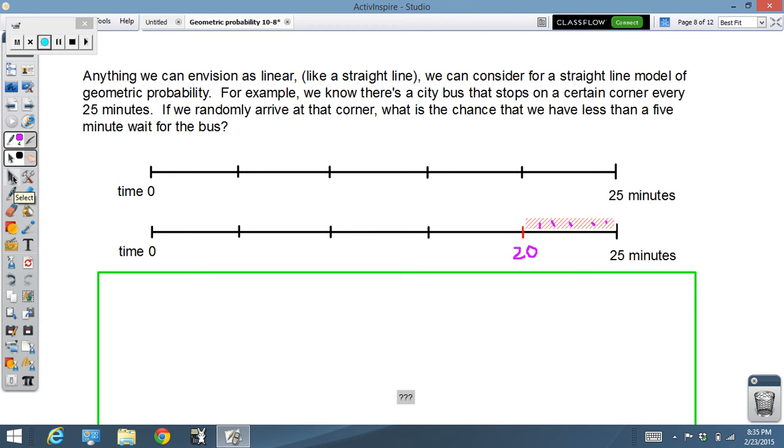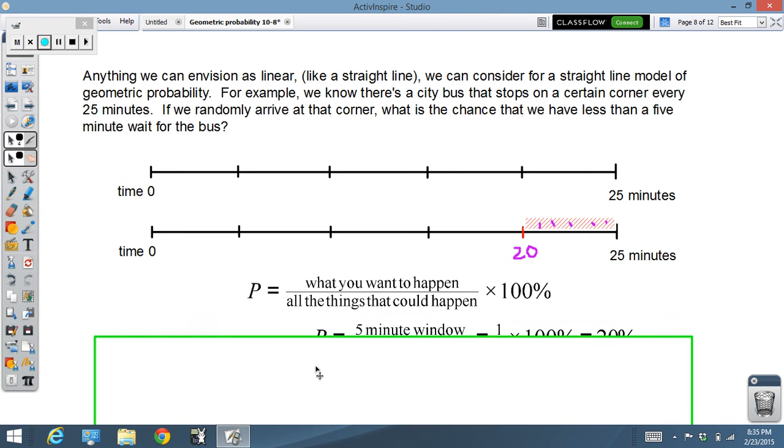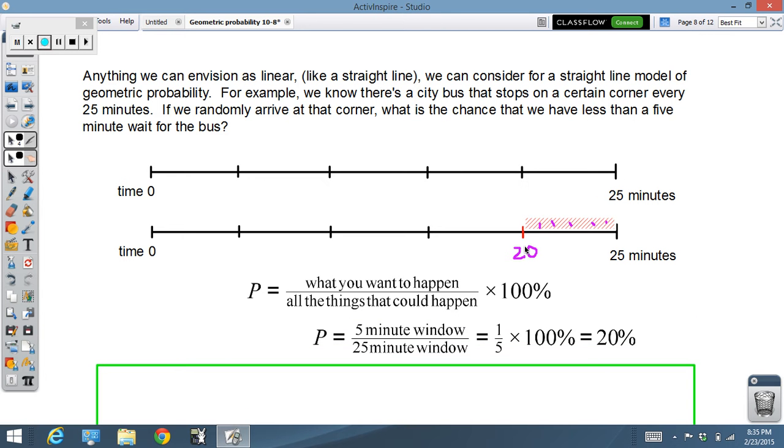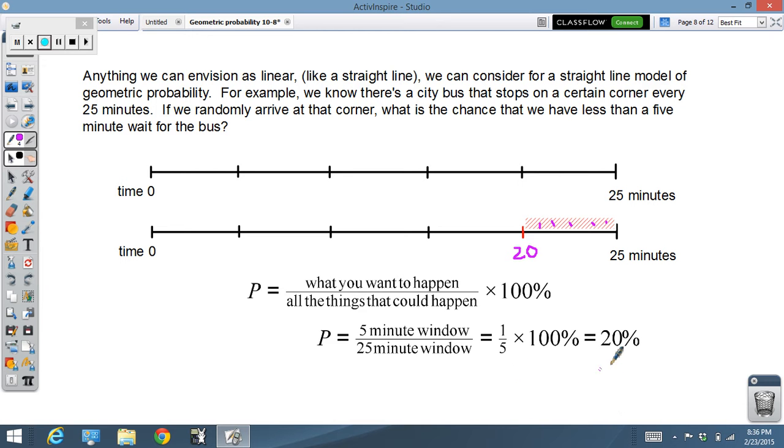If we arrive there in any of these times, we have less than a 5-minute wait. So the probability of looking at what we want to happen compared to all the things that could happen, we've got a 5-minute window of what I want to happen, 25 minutes total. That's a 1 out of 5 fraction. We multiply it by 100%, and we know we have a 20% probability of arriving at the bus stop within 5 minutes of the bus coming to pick us up. Make sense? So straight line models work for time and for distances.